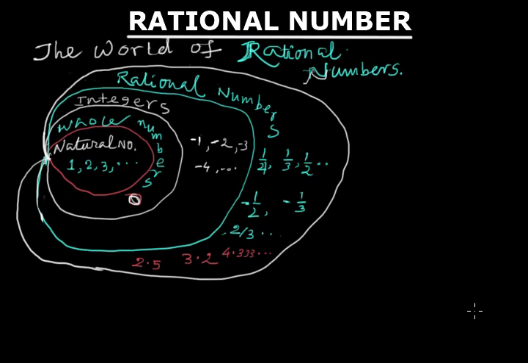Today we will go to the world of rational numbers. You know which numbers are natural numbers. Natural numbers are counting numbers. So when you start counting, we write 1, 2, 3, 4, 5, 6, and so on.